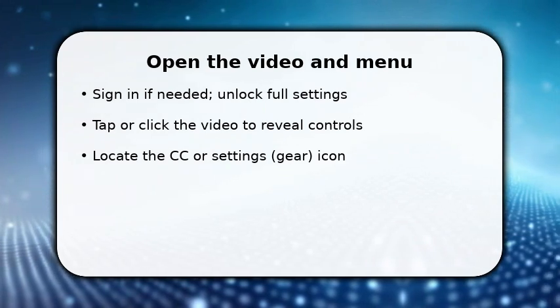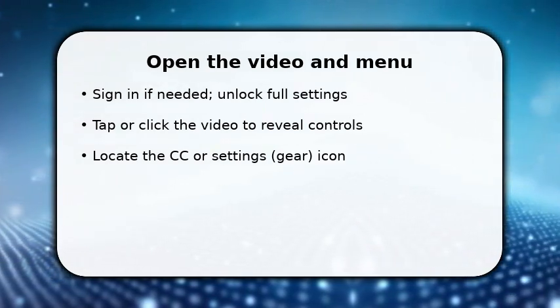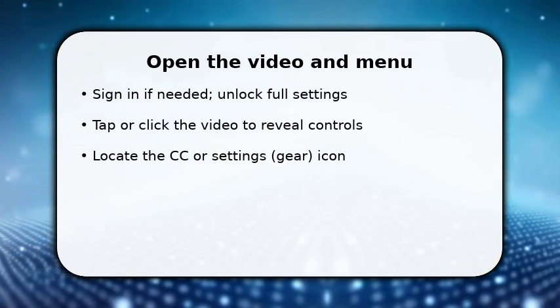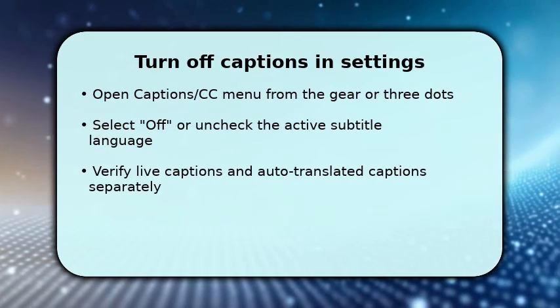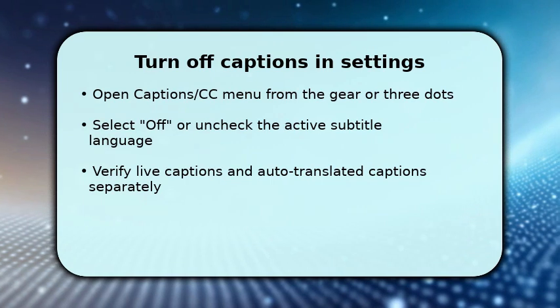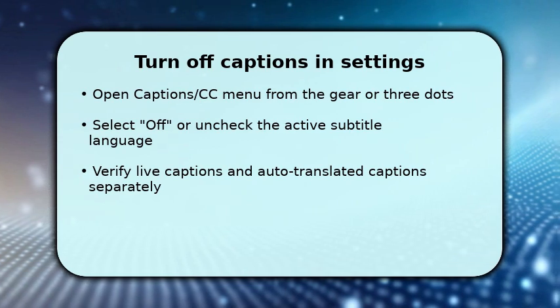If you see multiple languages listed right away, pause and note which one is active before changing anything so you can revert if needed. Now you'll open the Captions or Subtitles option and choose Off. On desktop, click Settings, right arrow, Subtitles/CC, right arrow, Off, and on mobile tap Subtitles and pick Off.